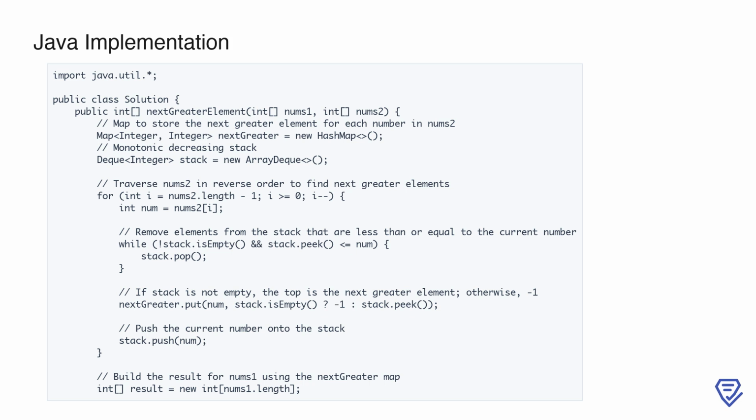To achieve this, we use a hash map called nextGreater to map each number in nums2 to its next greater element. Additionally, we use a monotonic decreasing stack to help efficiently determine the next greater element. The stack is implemented using a deque for optimal performance. Now, we traverse the nums2 array in reverse order. For each number, we remove elements from the stack that are less than or equal to the current number since they cannot be the next greater element. After this, if the stack is not empty, the top of the stack represents the next greater element for the current number, otherwise, the next greater element is -1. We then store this information in the nextGreater map and push the current number onto the stack for future comparisons.